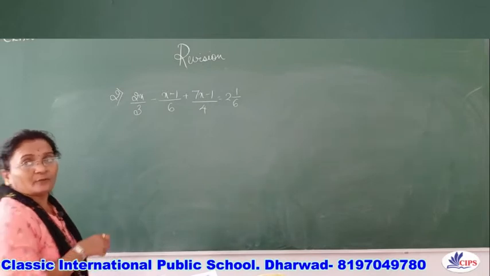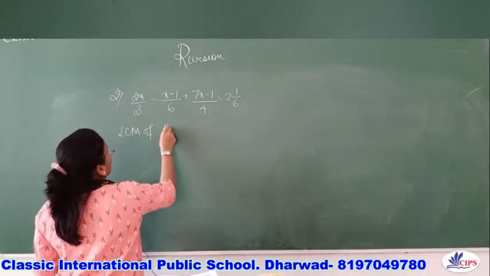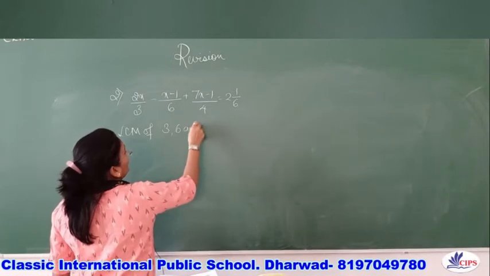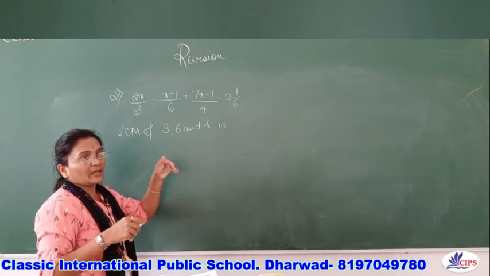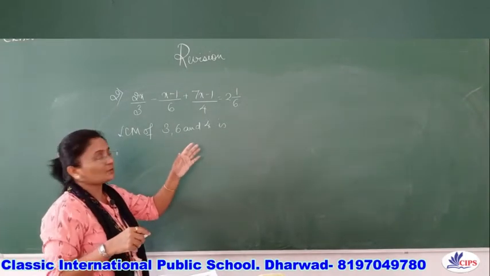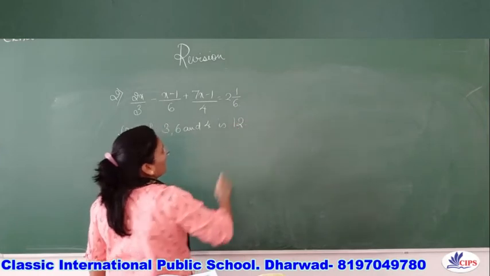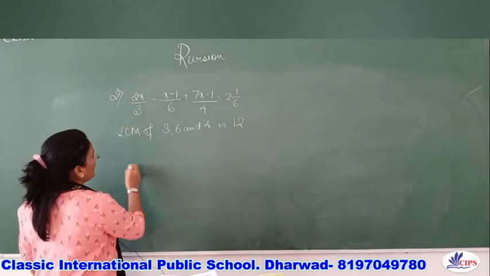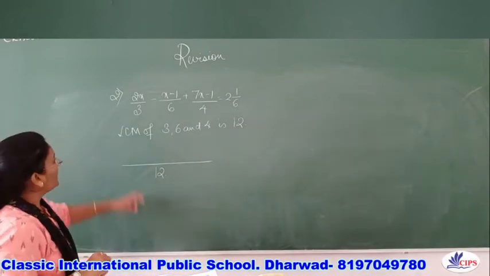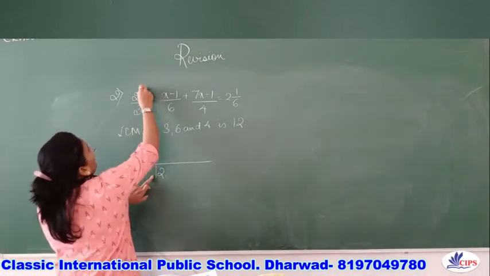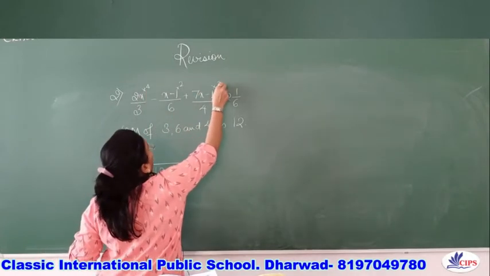Here we have to find the LCM. The LCM of 3, 6 and 4 is? As our highest number is 6, when we write the multiples of 6, 6 2s is 12. As 12 is divisible by all three, our denominator will be 12. So let's write the common denominator 12 for all three terms: 3 4s is 12, 6 2s are 12, and 4 3s are 12.